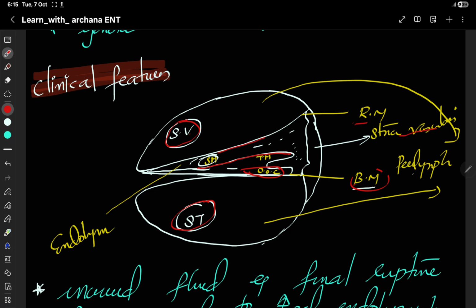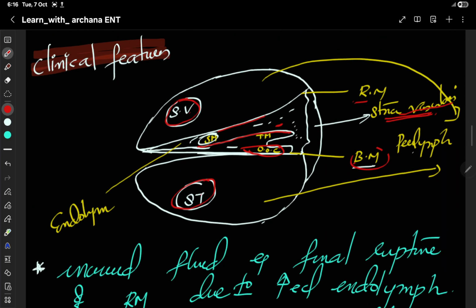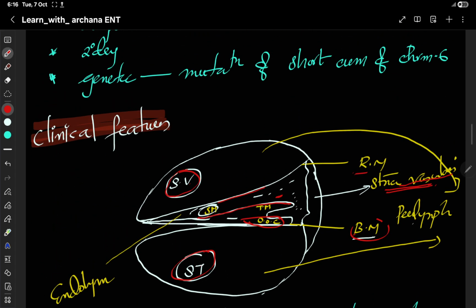Then what is this? Here is the stria vascularis. What is the role of the stria vascularis? We know the upper and the lower chambers are filled with perilymph, and the middle chamber is filled with endolymph. This endolymph is produced by the stria vascularis. So what is actually happening in Meniere's disease? It is called endolymphatic hydrops, right? So what does that mean? It means there will be increased production of endolymph by the stria vascularis, so there will be increased endolymph in the scala media.